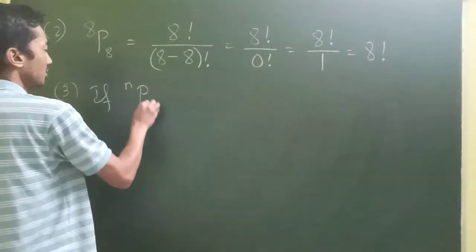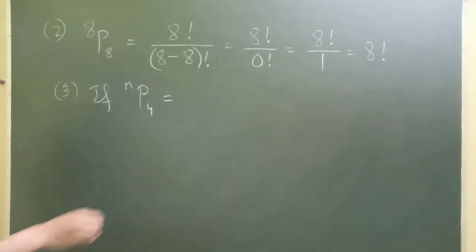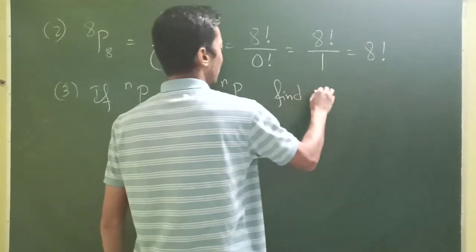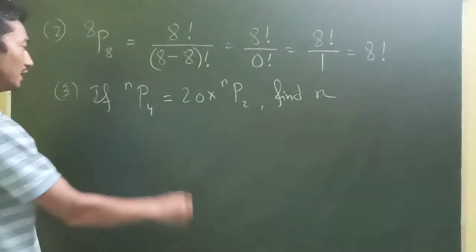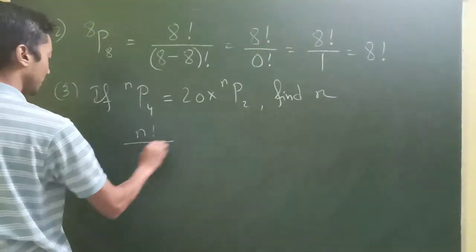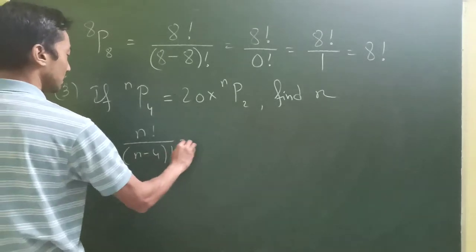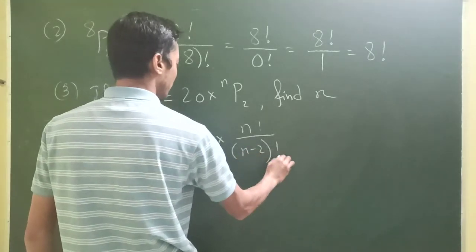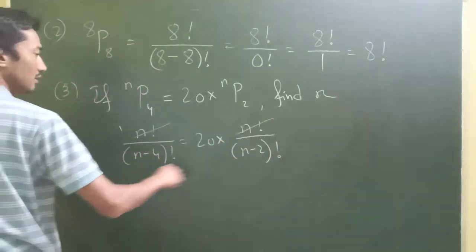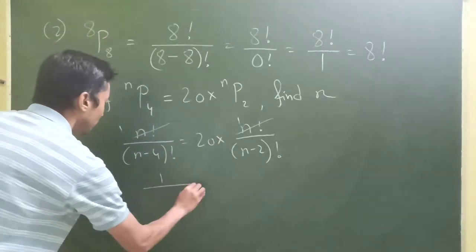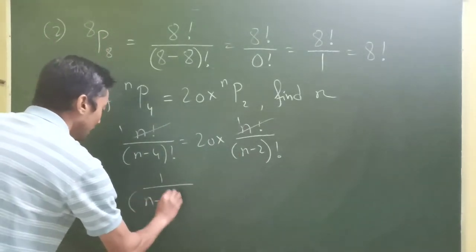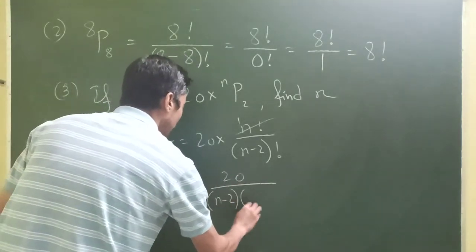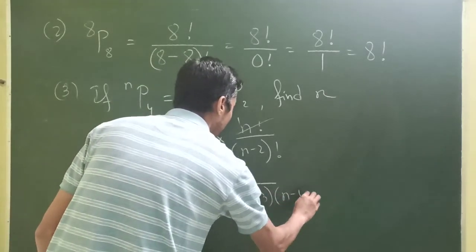If nP4 is equal to 20 into nP2, then the question is find n. Let's simplify. nP4, let's expand on this side: n factorial over (n minus 4) factorial. This will be 20 into nP2, n factorial over (n minus 2) factorial. So n factorial, common. 1 divided by (n minus 4) factorial will be 20 by (n minus 2) factorial. n minus 2, next n minus 3, next (n minus 4) factorial.